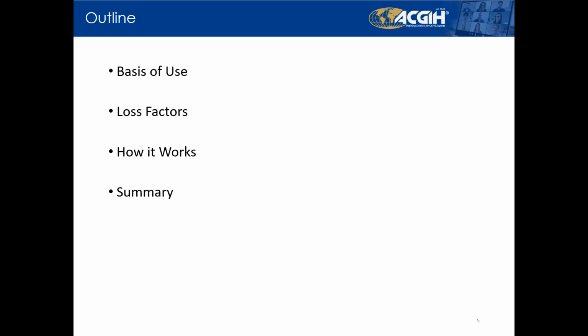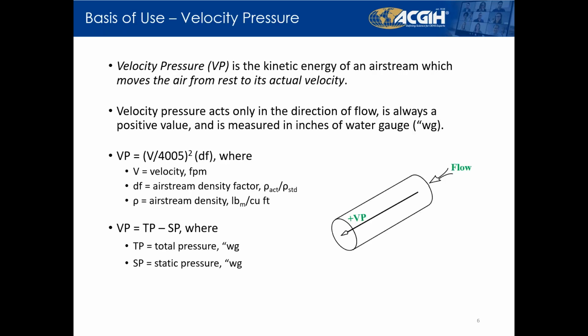We're going to talk about the basis of use. We're going to talk about loss factors, how the system works, and then a brief summary. Basis of use. First, velocity pressure.